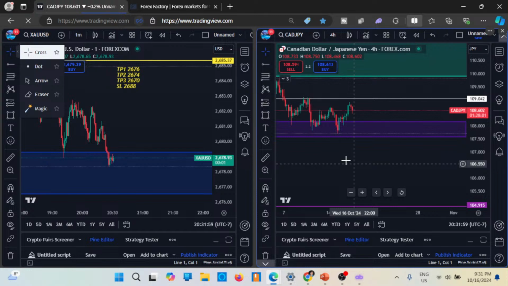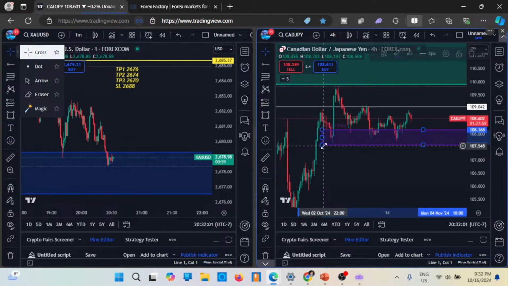So our current support right now on this 4 hour time frame... I can't secure the profit. Should I just close the trade? What do you mean by you cannot secure the profit?